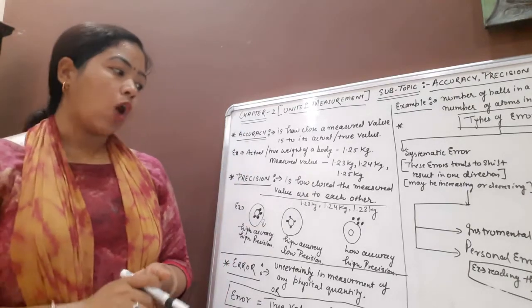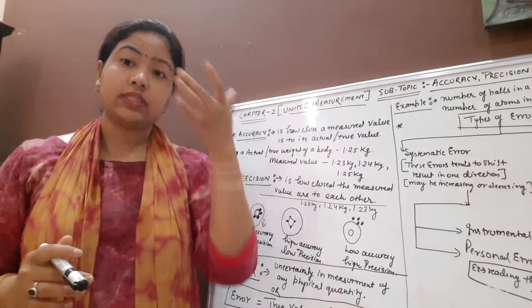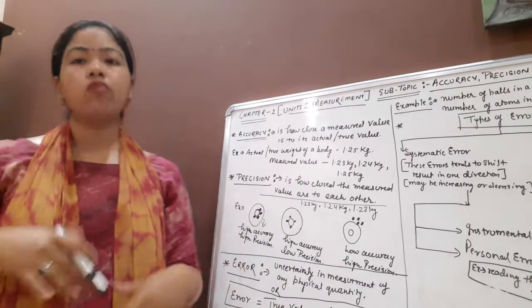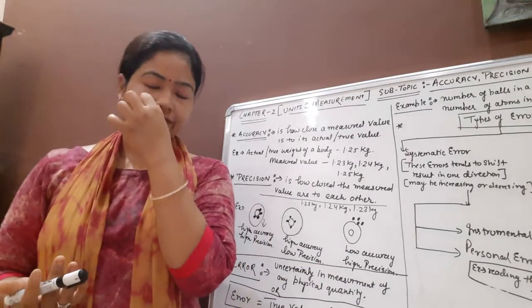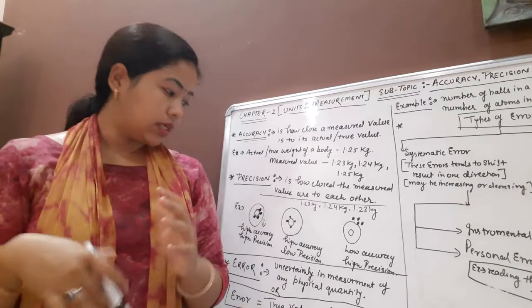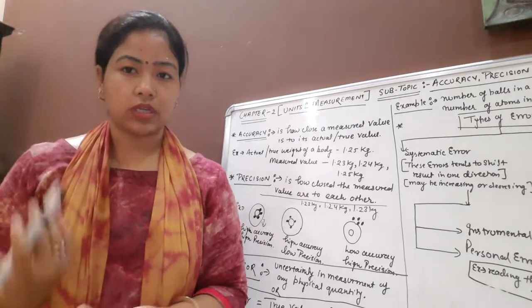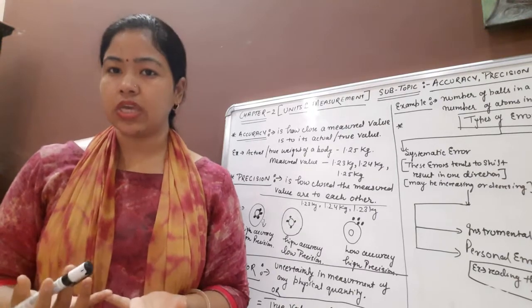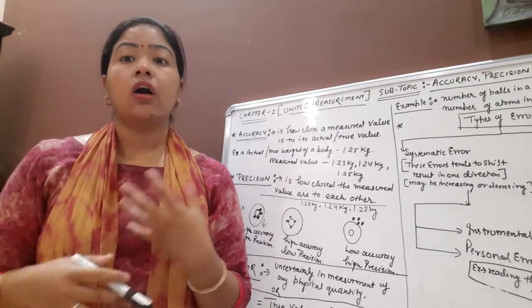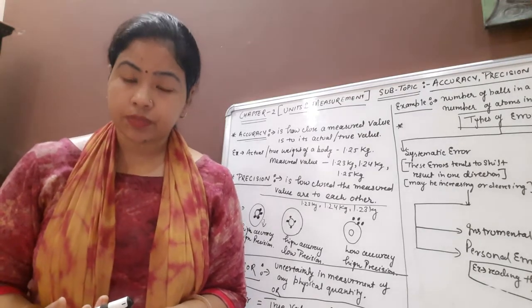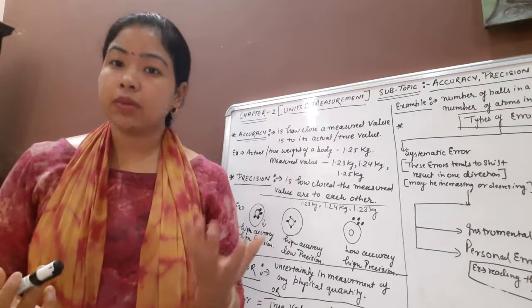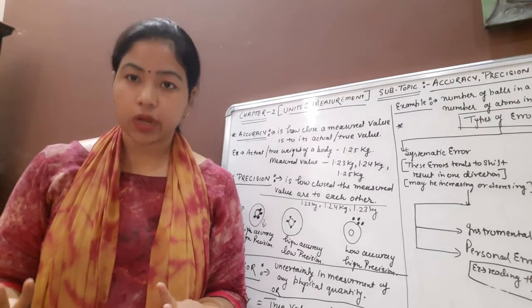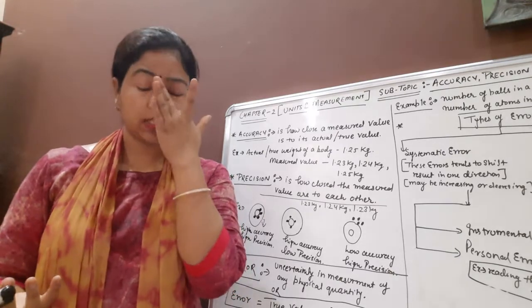Right, children? Now we will move to our next topic, that is error analysis, and first we will talk about errors. So what is error? If I simply say, uncertainty in measurement is defined as the error. Whenever we are measuring any physical quantity and there is uncertainty in the measurement, there may be some error in the measurement of that particular physical quantity.